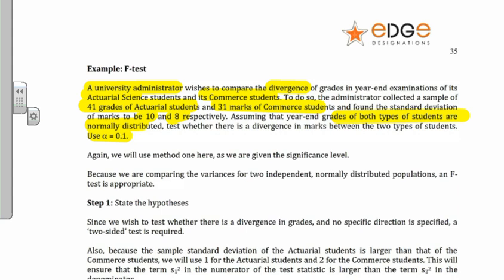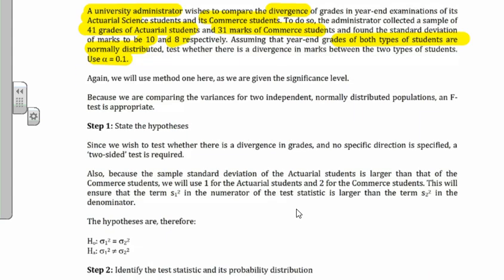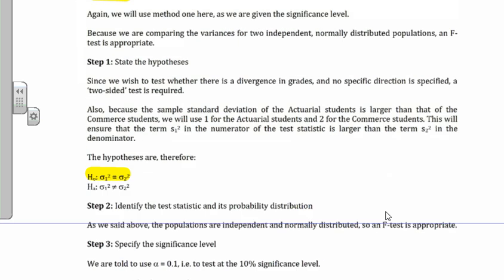Okay, the year-end grades are normally distributed, and we are going to be using a level of significance of 0.10 or 10%. Let's have a quick look. State the hypotheses. This is what we're trying to reject: that the variance of the actuarial students and the variance of the commerce students is equal. We're saying no, we want to reject that in favor of the alternative, that they are different. In other words, not equal.